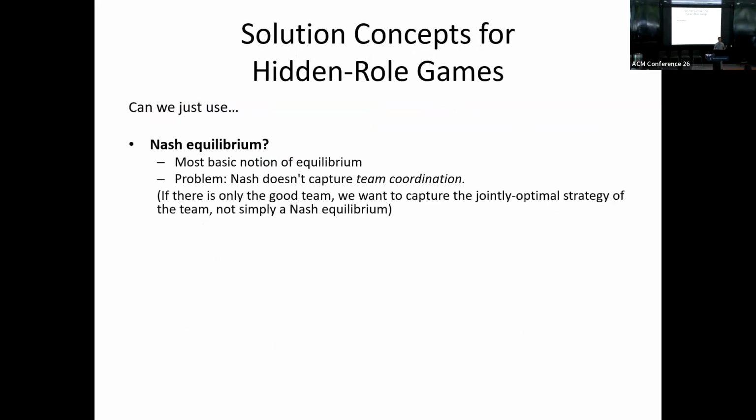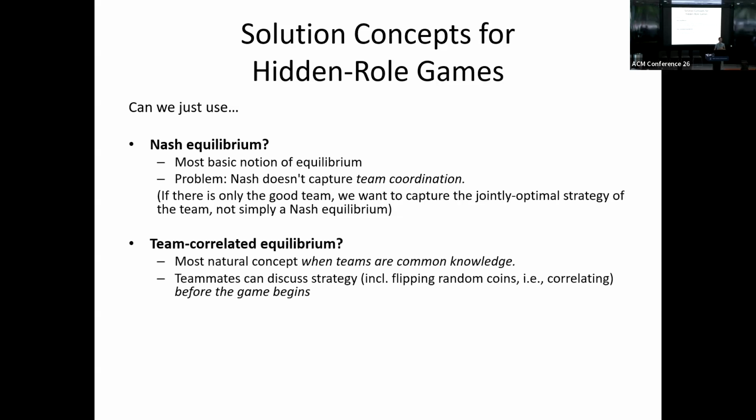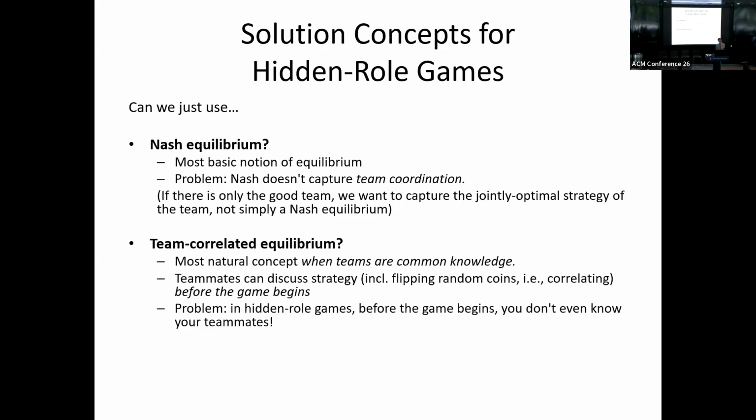Nash equilibrium doesn't capture team coordination very well. So for example, if I have a game where there's no adversary, which is a special case, then I want my solution concept to encode the optimal joint strategy for the team, which Nash equilibrium obviously does not, right? Okay, so there are notions of equilibria that do encode this team coordination phenomenon, perhaps most notably the team correlated equilibrium. So when the teams are common knowledge, perhaps this is the most natural concept. It is the concept in which the teams are allowed to flip random coins beforehand, but once the game starts, maybe they're not allowed to talk anymore. But here in hidden role games, what would it mean to correlate with a teammate that you don't even know? That's a little bit problematic.